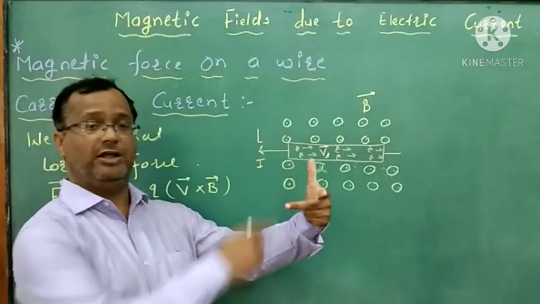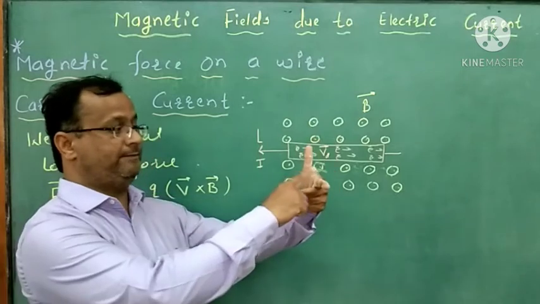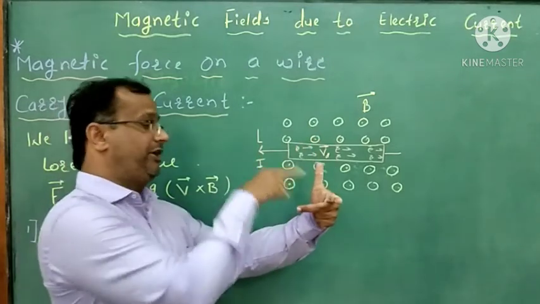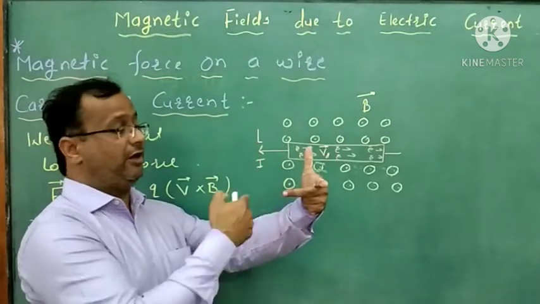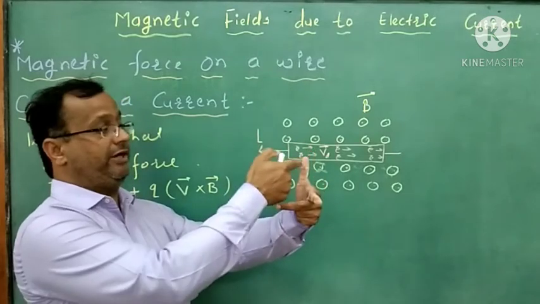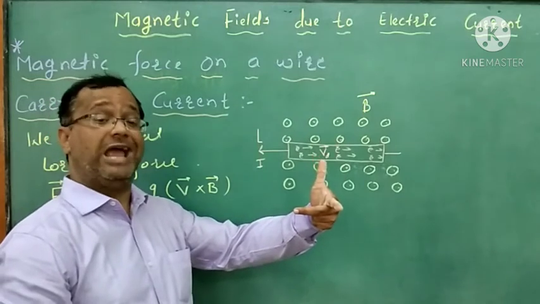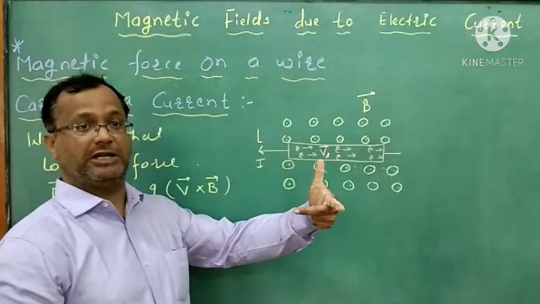So here we want to find out the direction of the force. For that we want to use the left hand rule. First, the first finger represents the direction of magnetic field. Then the middle finger indicates the direction of flow of current. Then the outstretched thumb indicates the direction of force acting on that charged particle or simply the conductor.